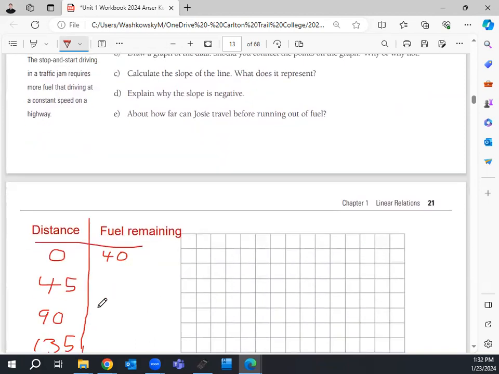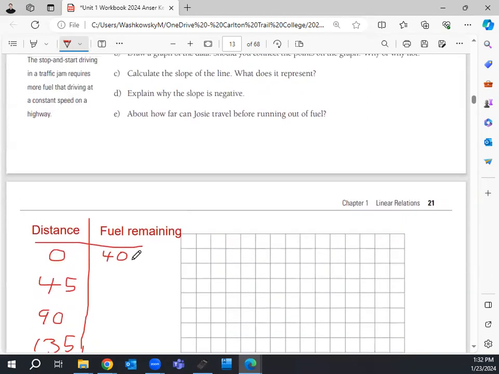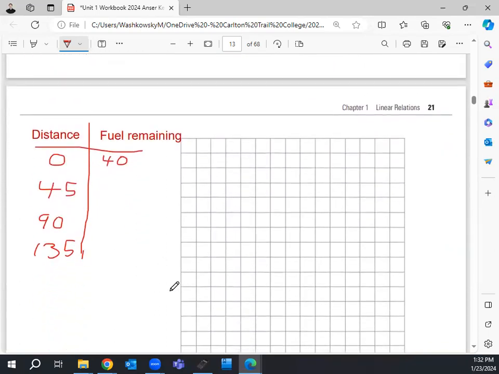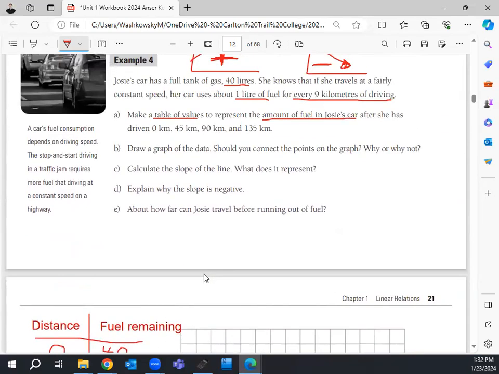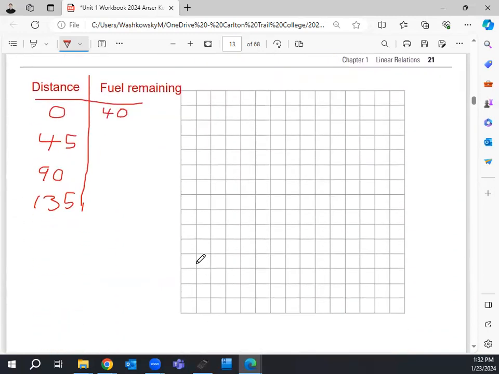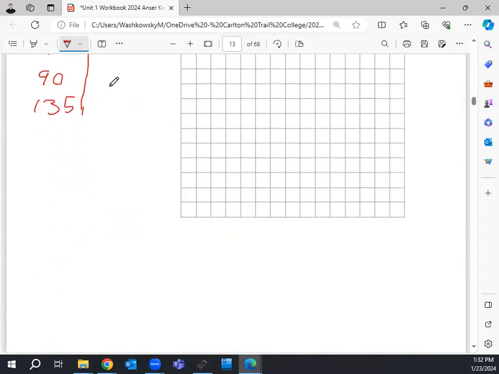But now the question is, well, how do I figure out how much fuel is left over for these 3 values? This is where we need to use one of those skills we learned yesterday. So how I'm going to figure out this 45, this 90, and this 135 is pretty simple. How much fuel does this person get? Yeah, 1 liter of fuel for 9 kilometers, right? So I know that I have 1 liter of fuel for 9 kilometers.